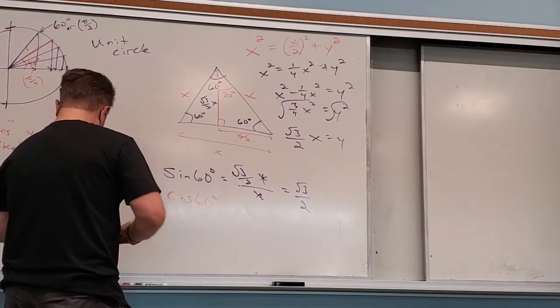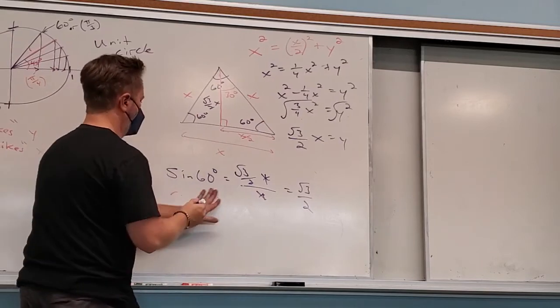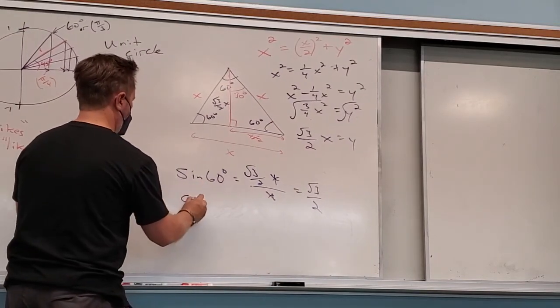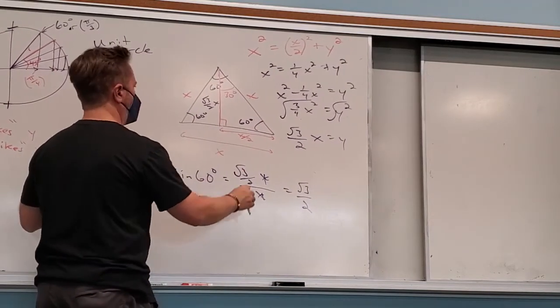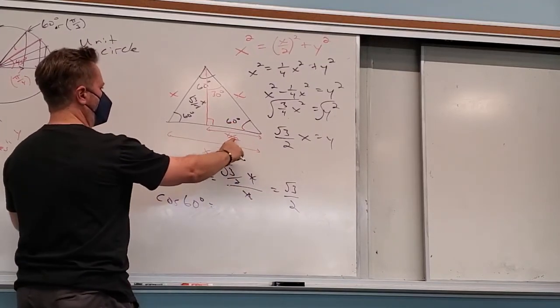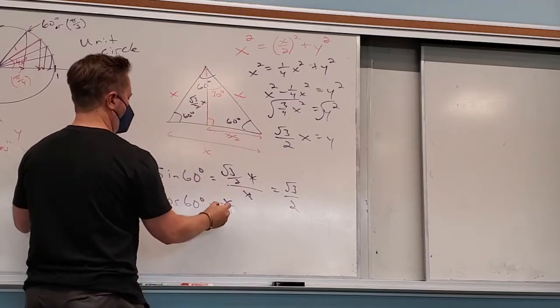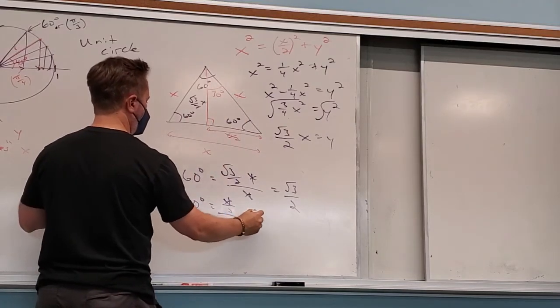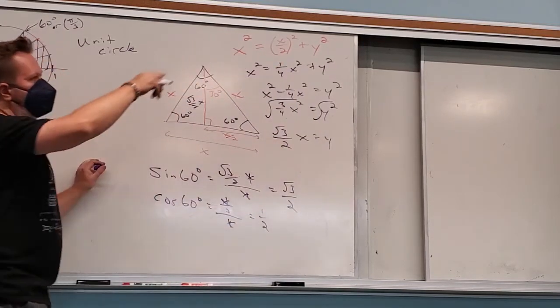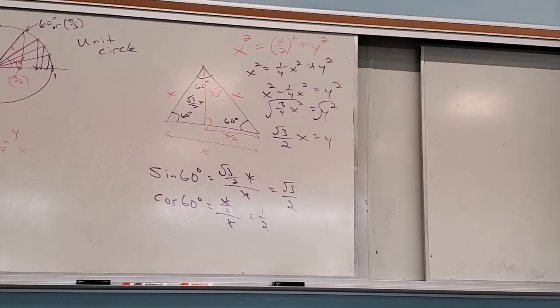Oh, you're not. What's cosine of 60? Yeah, it'll be the x, this side, x over 2, divided by the hypotenuse. So the x's cancel, I get 1/2. So if I do cosine of pi over 3, I get 1/2. Cool.